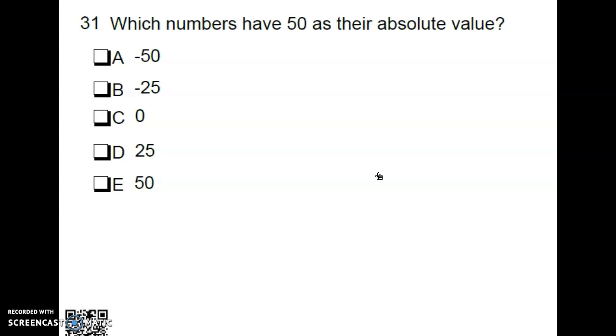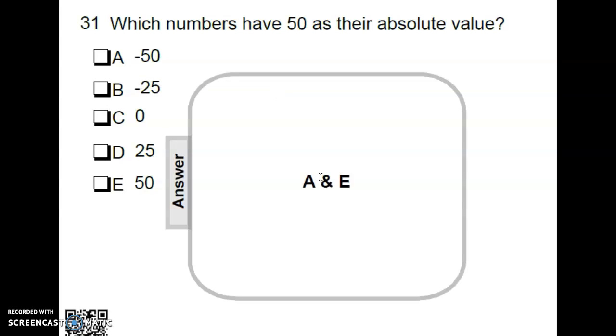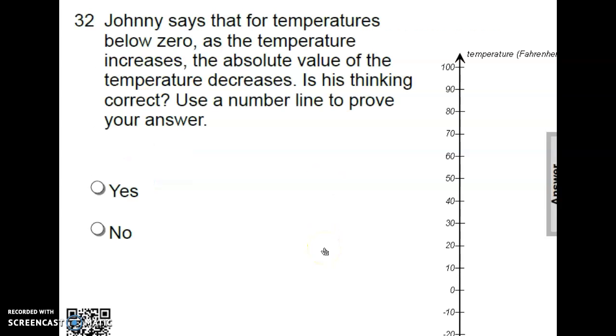What numbers have 50 as their absolute value? Again, we have negative 50. The absolute value of negative 50 is 50, and the absolute value of 50 is 50 because that is the distance from 0. A and E. Johnny says that for temperatures below 0, as the temperature increases, the absolute value of the temperature decreases. Is his thinking correct? Use a number line to prove your answer. You will complete this in the next slide.